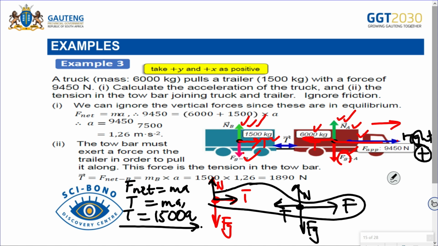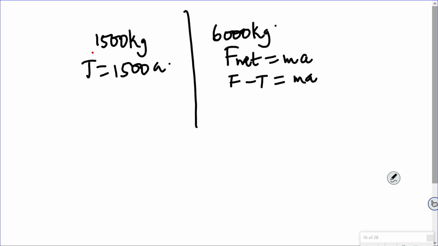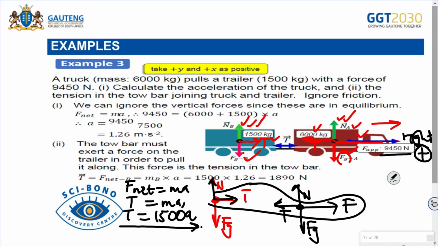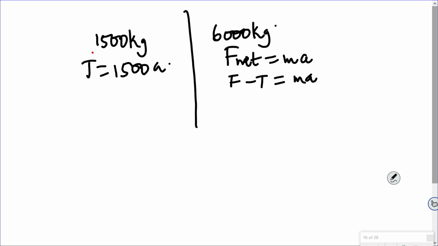And then F, let's check what is the magnitude of F. This is the magnitude of F, which is, let's go back, 9,450. So it's 9,450 minus T equals, the mass is 6,000, so 6,000 A, because I have to multiply that by A, right? So what I can do here, because I want to find the magnitude of A, for me to get the magnitude of A, I need to eliminate T, right? So how am I going to eliminate T? So I can do this. This side I'm having T equals 1,500 A.